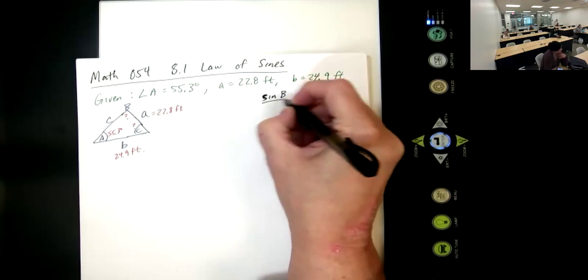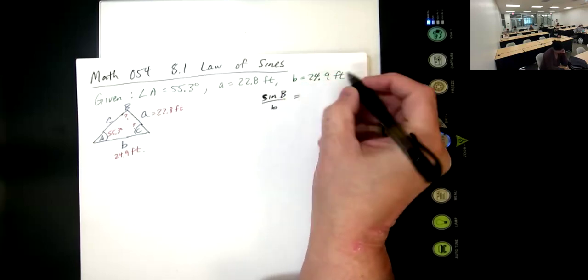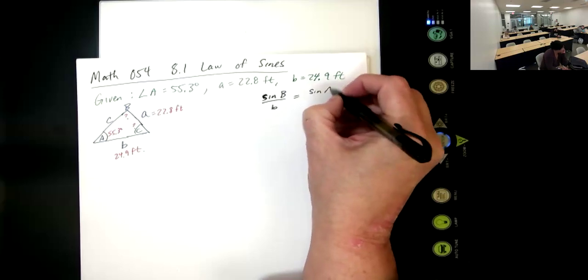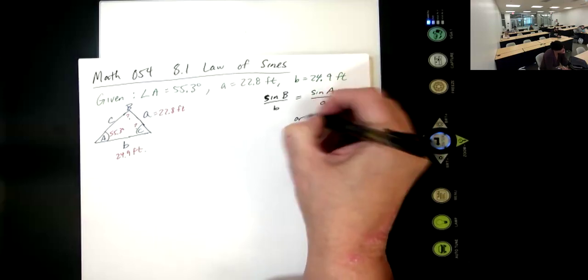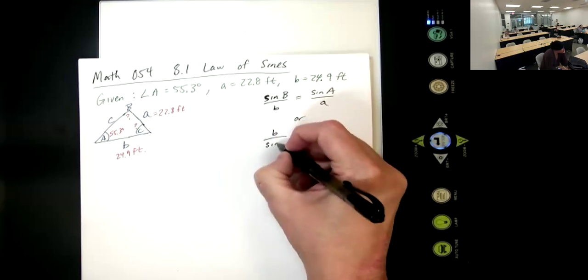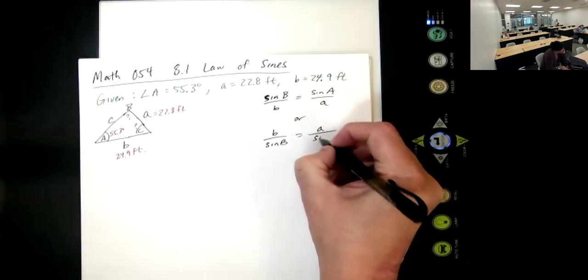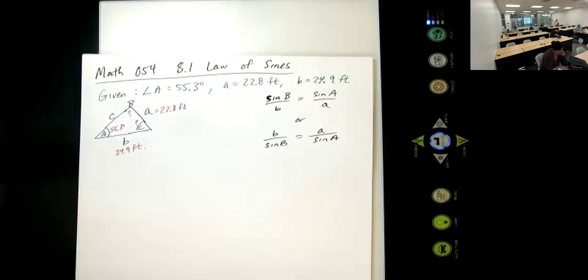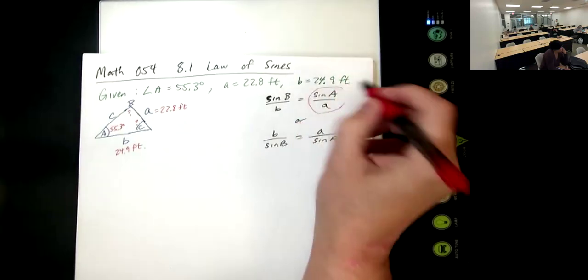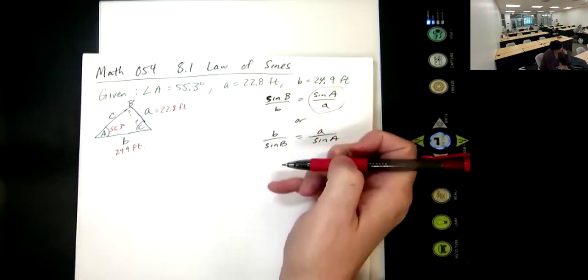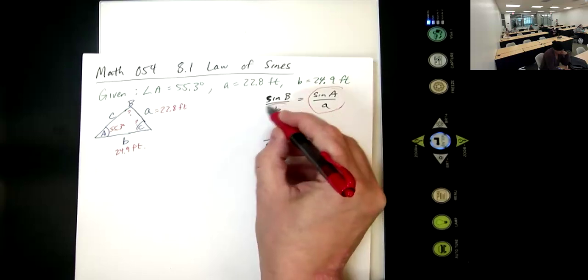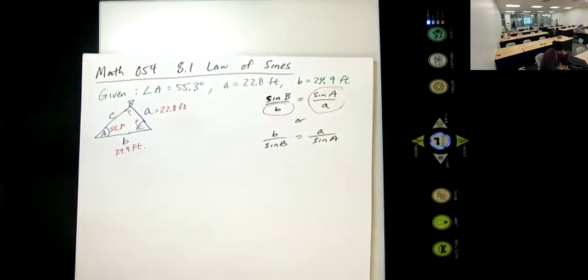We can do sine B over B equals, in this case, we have information about A, sine A over A, or the reciprocal: B over sine B equals A over sine A. You just want to pick the one that's easiest to resolve. The pieces of information we have are angle A, side A, and side B. So using that one is probably the preferable choice. So I'm going to go with that option.